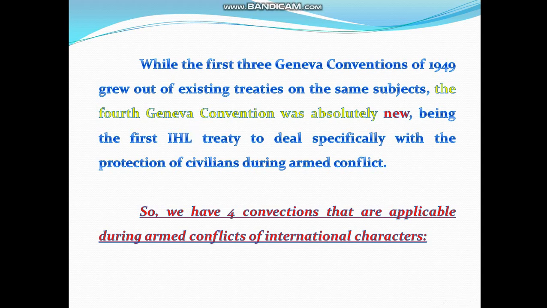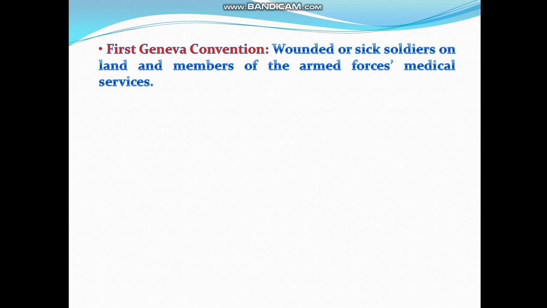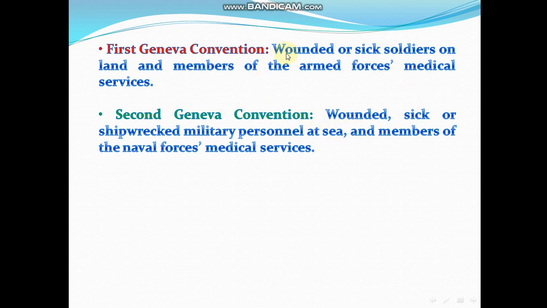Okay, in a nutshell, we have four Geneva Conventions, and they are applicable during armed conflicts, especially international armed conflicts. We do not deny that these conventions apply only to international armed conflict, but we can add that common article 3, which is included within these four Geneva Conventions, also applies to cases of non-international armed conflict. Anyway, the first Geneva Convention is regarding the wounded and sick soldiers on land and members of the armed forces medical services. The second Geneva Convention talks about the same people but at sea, the members of the naval forces.